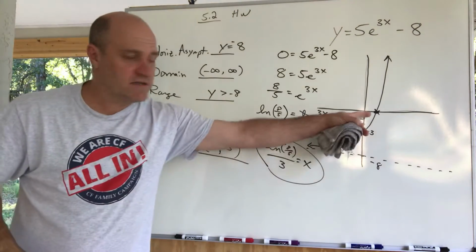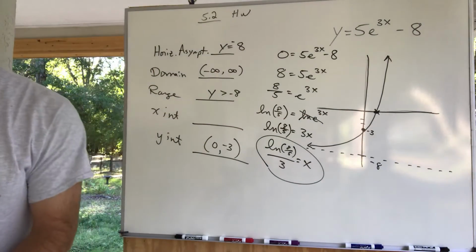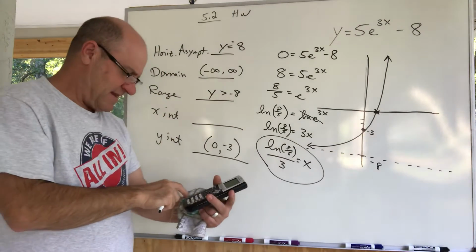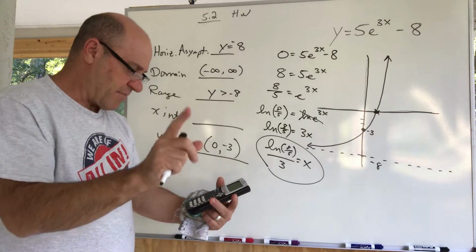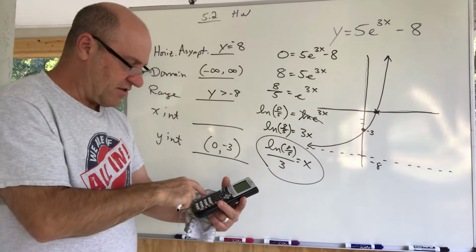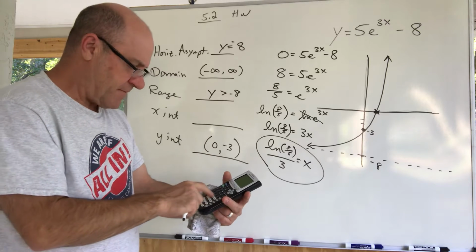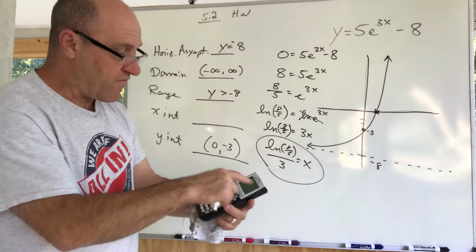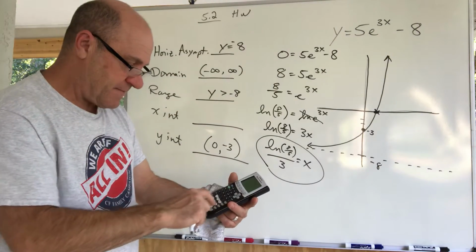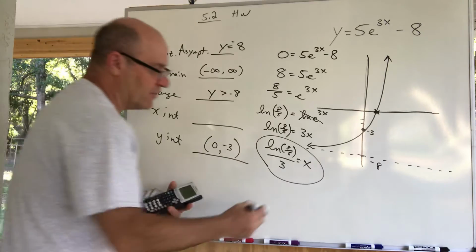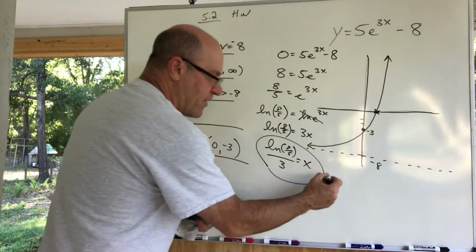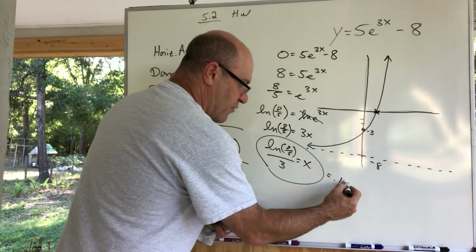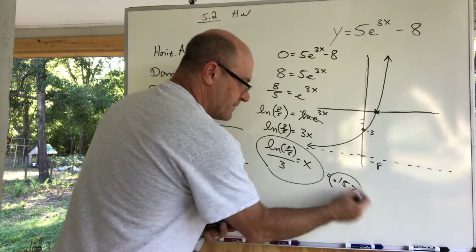I want to see what it is. It looks like a little decimal of some sort. I need my calculator and my glasses, and I get the natural log button. There's another log button. I want the natural log button of 8 divided by 5. I get a little decimal, 0.47. Then I divide by 3. And I get 0.156666. We'll call that 0.157.